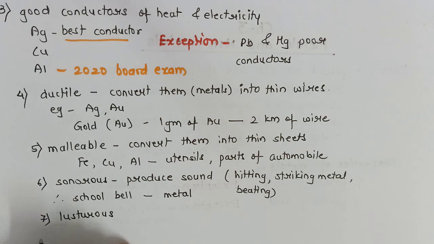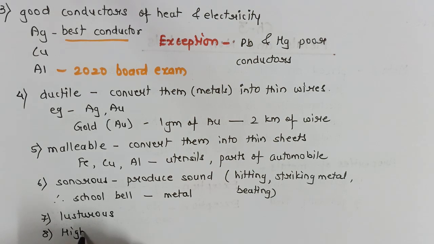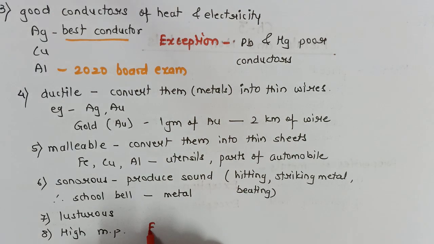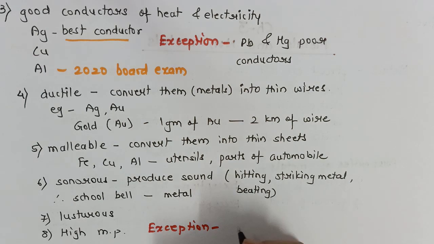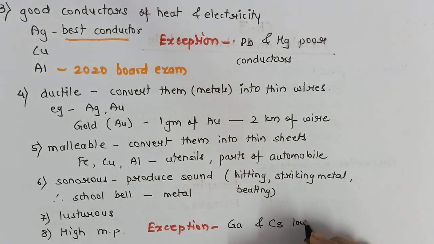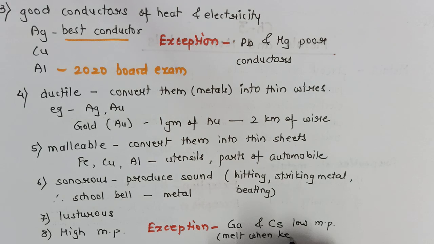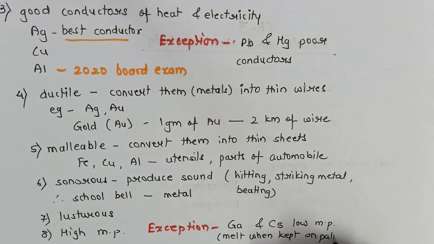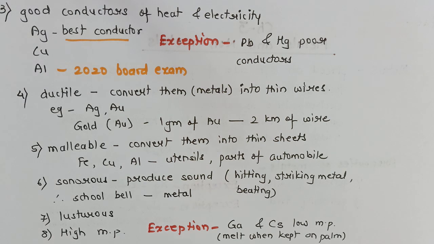So metals are lustrous. Metals have a high melting point. Exception is there. Exception: metals like gallium and cesium have a low melting point. Now how low? They can melt when kept on the palm. That means these metals can melt even by our body temperature. Very interesting exception.